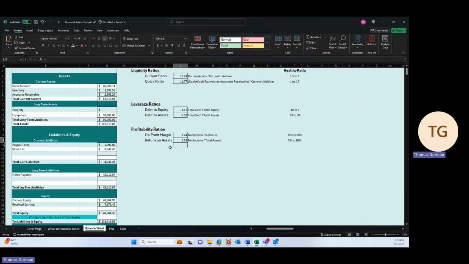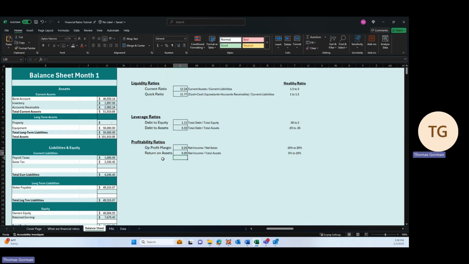And so we have a 9% return on assets. And as was the rest of our ratios, this is falling in line to a pretty healthy return on assets ratio.